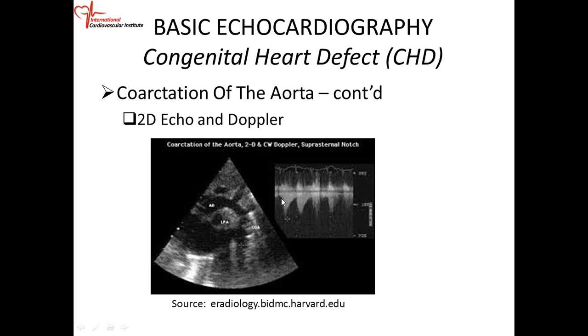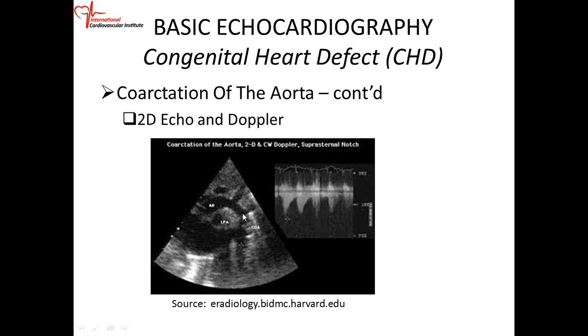You're going to get increased velocity. You're not only going to get an increased velocity, but you're going to get a diastolic flow. We call this a sawtooth pattern. So you have to know what normal looks like to determine when it's abnormal. This so-called sawtooth pattern clinches the diagnosis of coarctation of the aorta. Significant increase in the velocity.